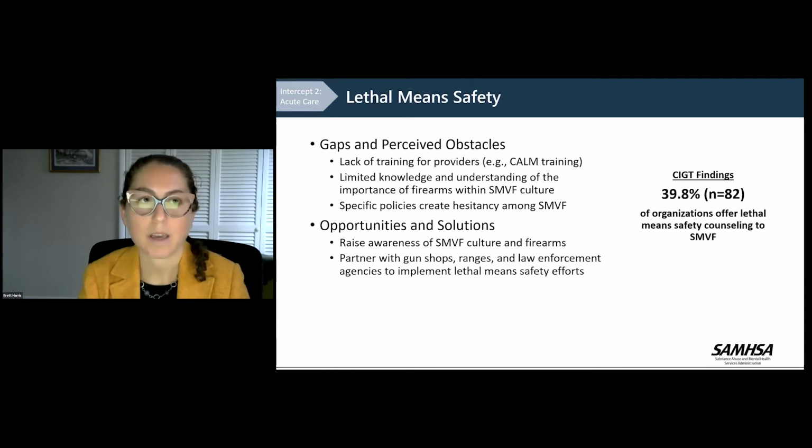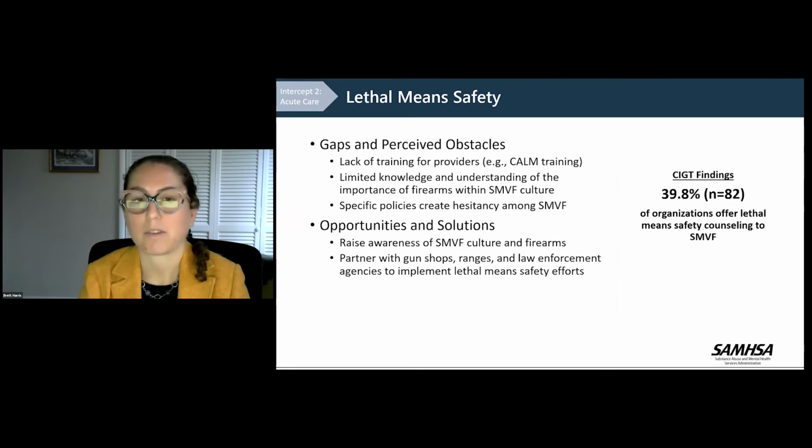So lethal means safety, also part of Intercept 2, was another key issue that came up. And again, we're seeing a drop off in the utilization of these different practices. So we have about 40% of organizations offering lethal means safety counseling to SMVF. This is a key part of the safety plan itself, the Stanley Brown safety plan. And those that were doing this, their strategy was to integrate it into the safety plan, which really is what it's a part of.